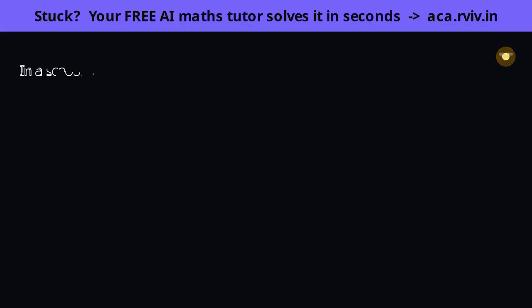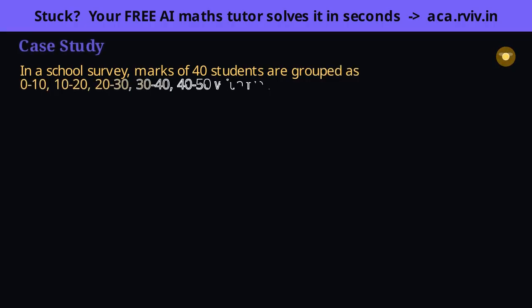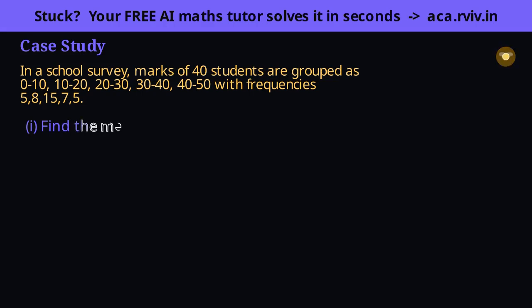Here's a real marks survey, the perfect chance to run all 3 measures on one dataset and watch them agree. We'll set it up once and work through mean, median, and mode together, so you see how the same table feeds all 3 formulas. The mean is the balance point, so weight each class mark by its frequency, add, and share over the 40 students.